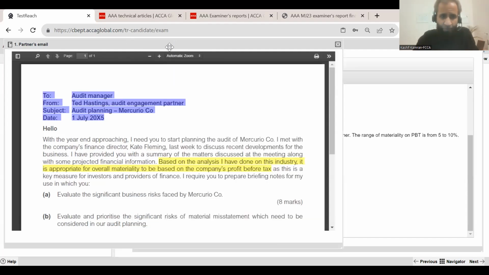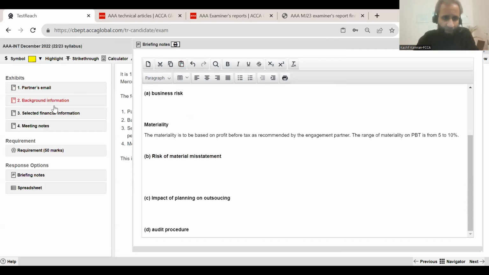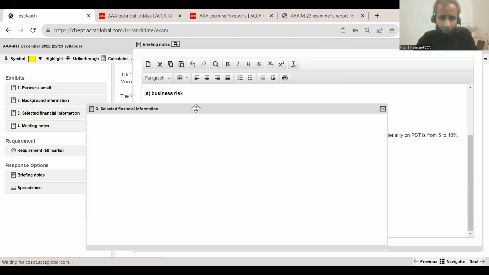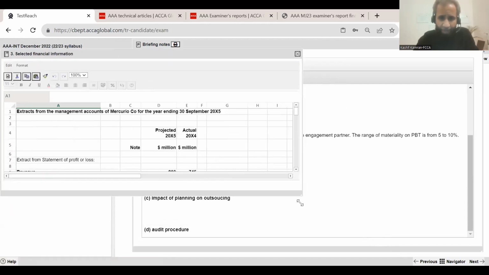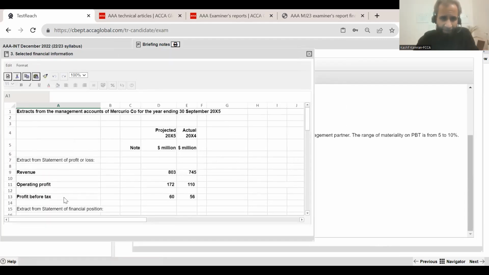Now, what is the profit before tax? Let's check that out. We have the selected financial information. You open the selected financial information, exhibit number 3, and you go down and find the profit before tax: 60 for the current year of which we are the auditor, that is 20x5. So it is $60 million. We need to calculate materiality at a profit of $60 million.